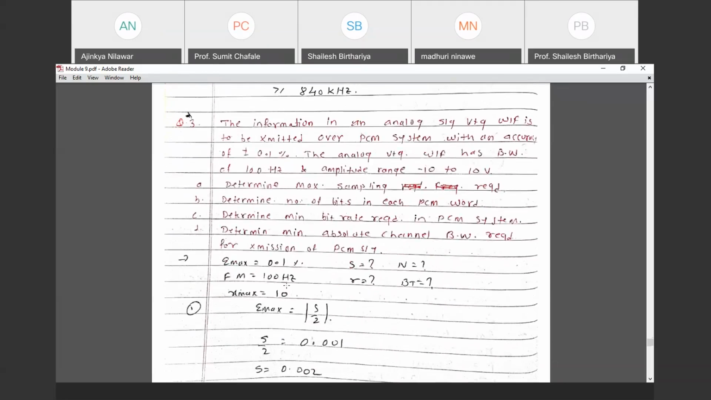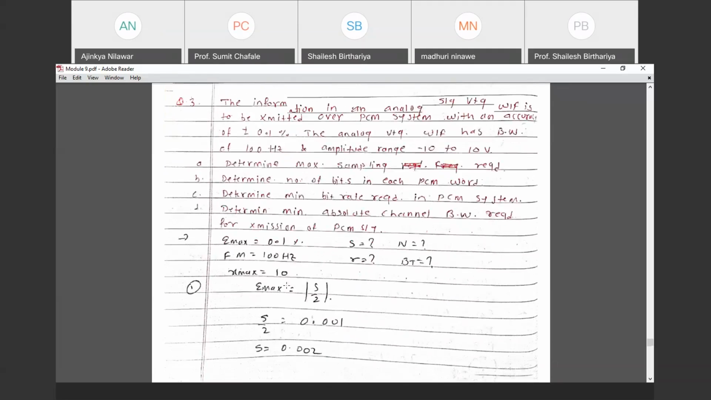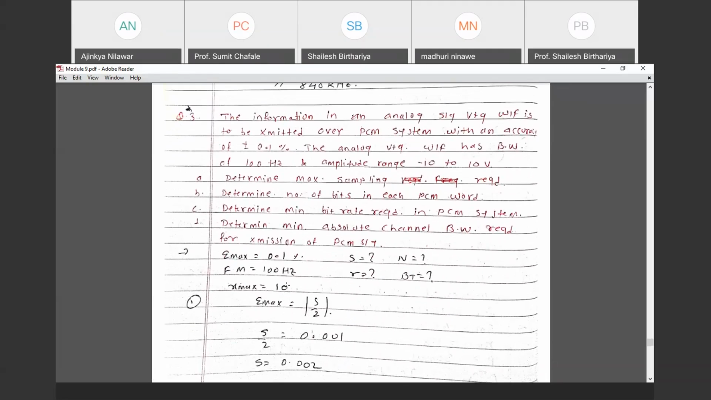Then the third numerical, I will just brief out: what is given and what you need to calculate. See here. Whatever signal is given, we are using for the PCM, and the accuracy, that means maximum accuracy, is 0.1%. The analog voltage waveform has bandwidth, again Fm, of 100 Hertz, and amplitude range, that means X max, ranging from minus 10 to 10. So here you will see that I am considering X max as 10.